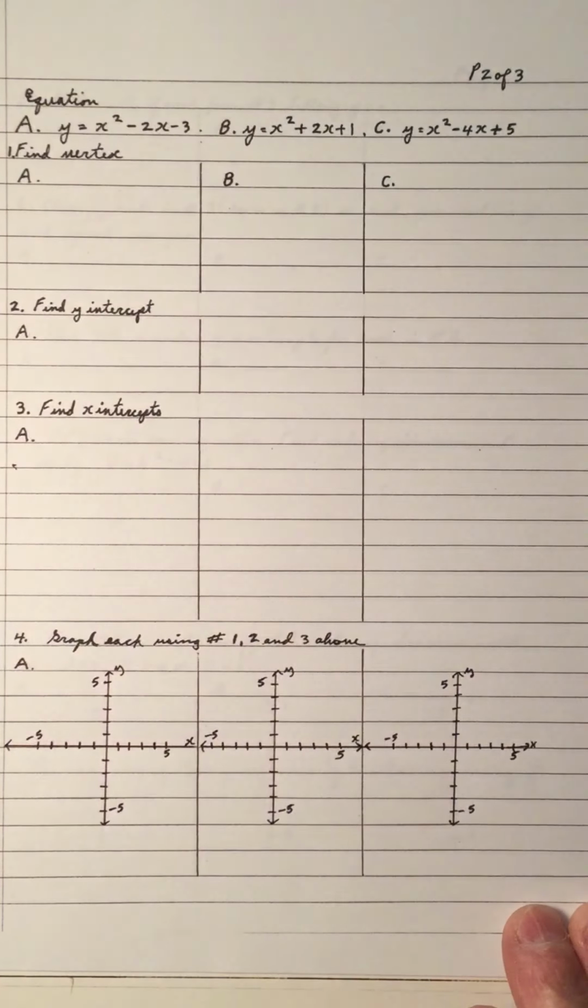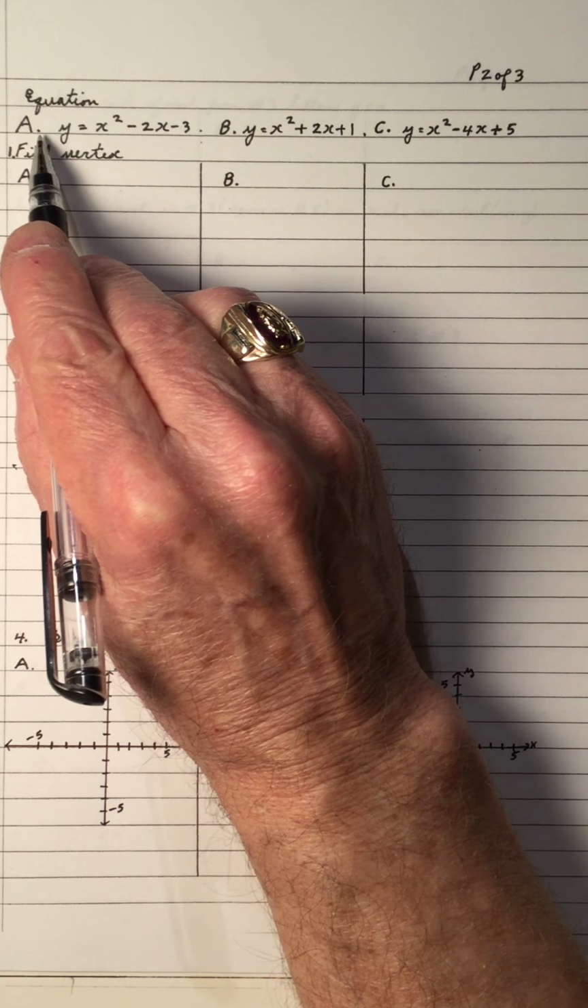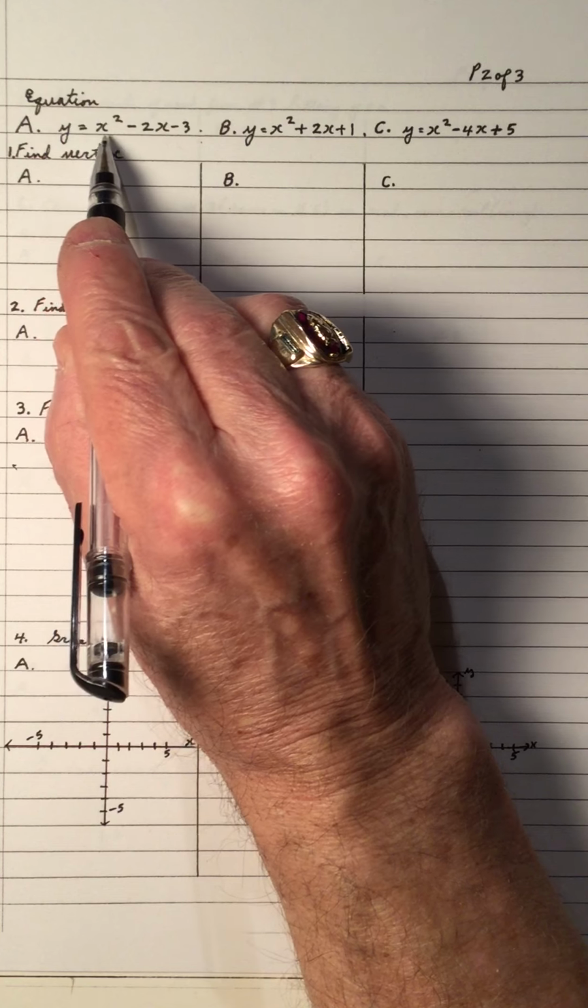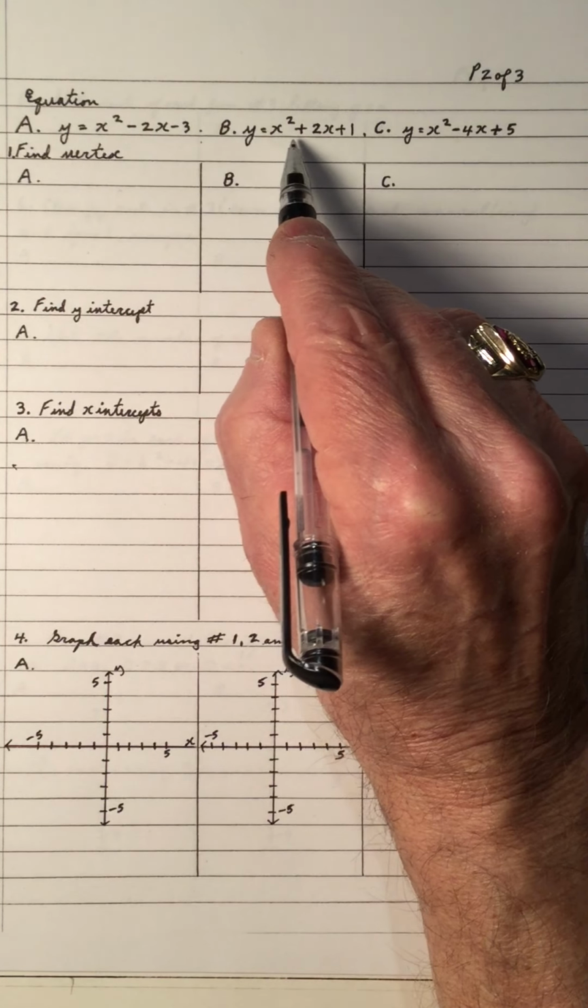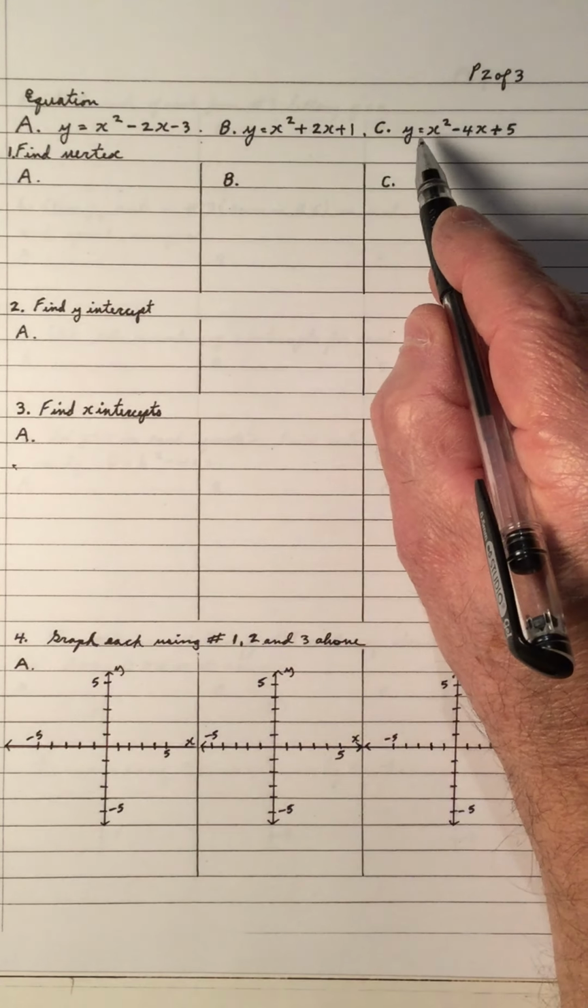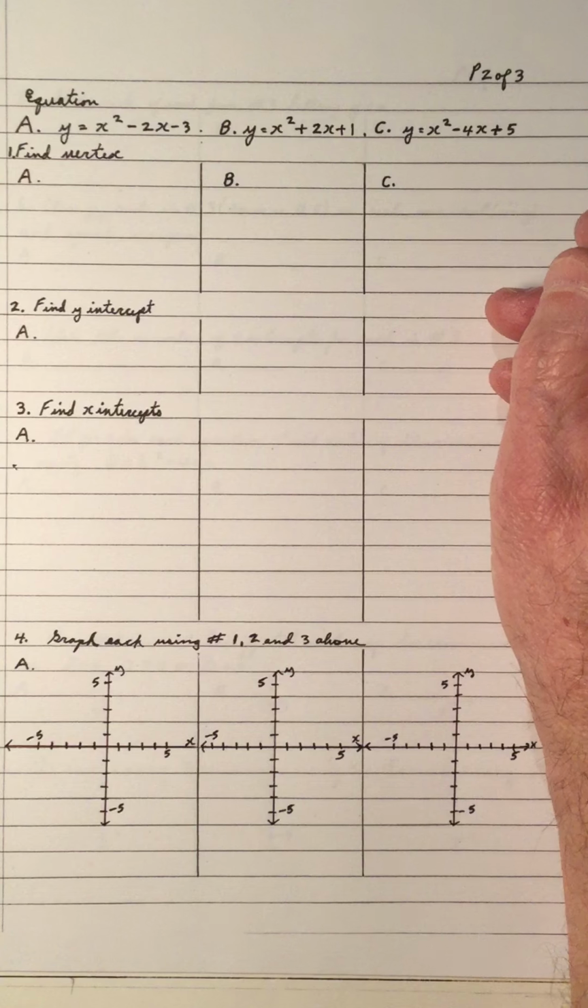The extra practice here is showing the relationship between the value of the discriminant and the x-intercepts of a graph. What I've set up is three equations. A is y equals x squared minus 2x minus 3. B is y equals x squared plus 2x plus 1. C is y equals x squared minus 4x plus 5.